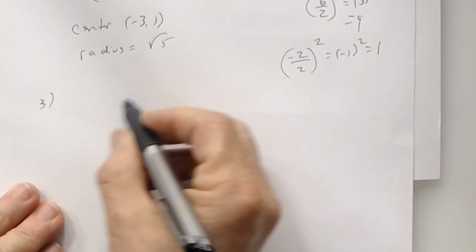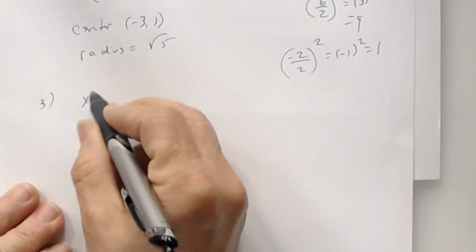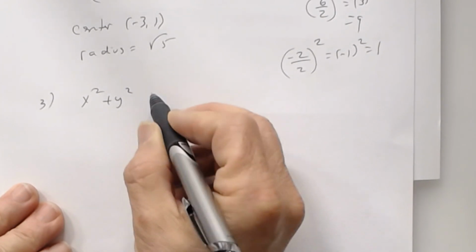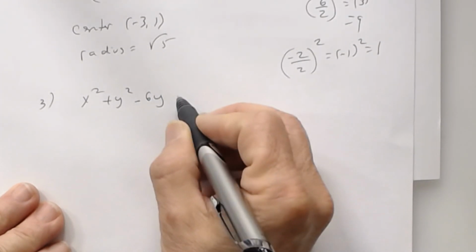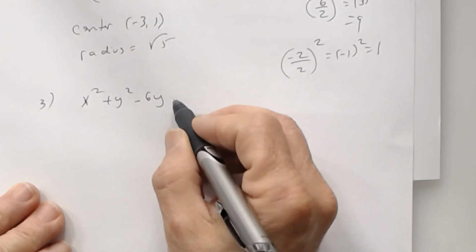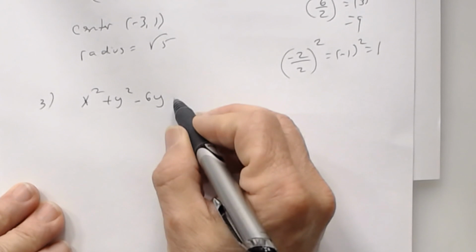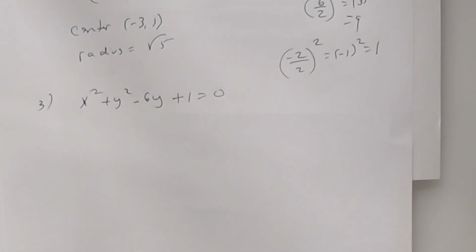All right, let's do one more just to see what you can do with this one. Suppose this time that the equation is x squared plus y squared minus 6y plus 1 equals 0.